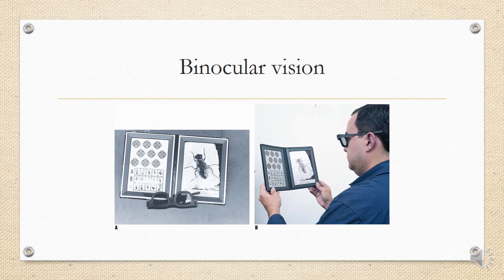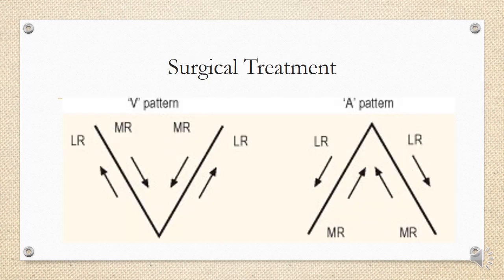If there is good presence of binocular vision at near, that is a good prognosis for you and the patient will have lesser problem. Finally, coming on to the treatment part. Surgical treatment is generally what is done. If you see this diagram which is right in front of you, this generally shows which muscle is to be operated on for the surgery.